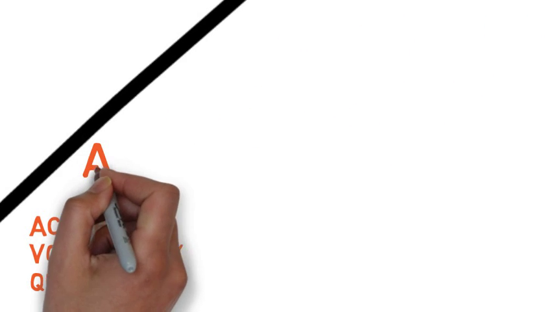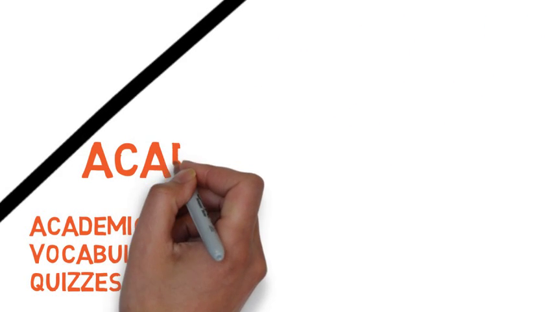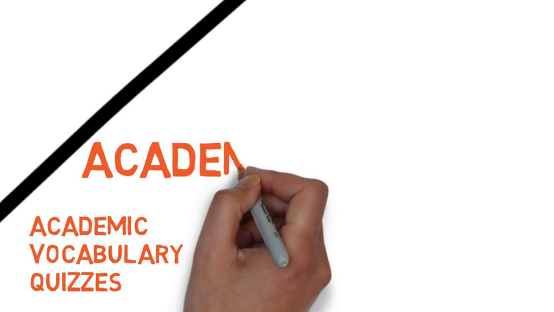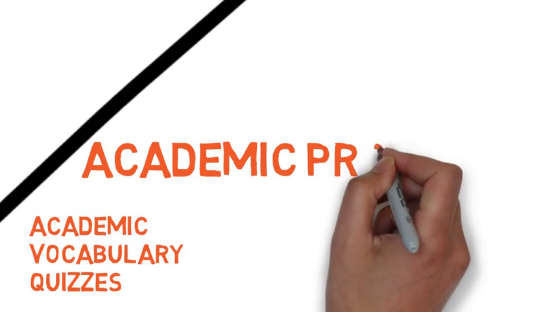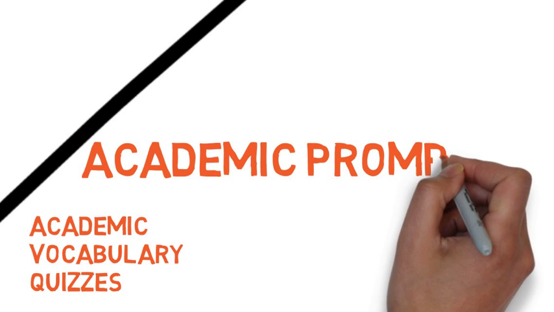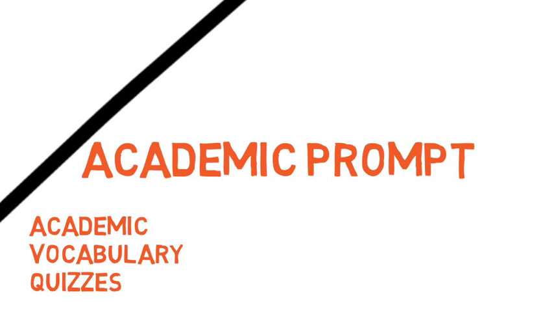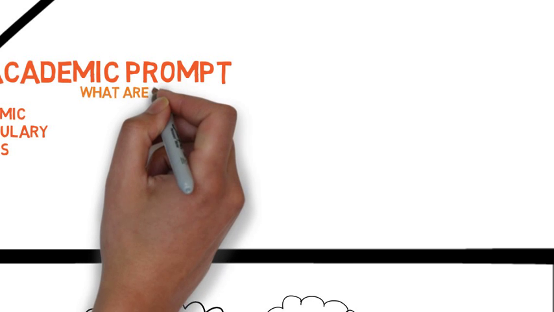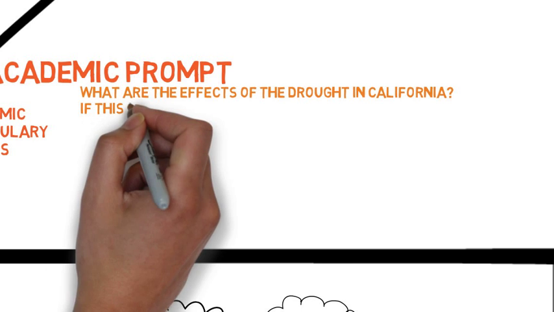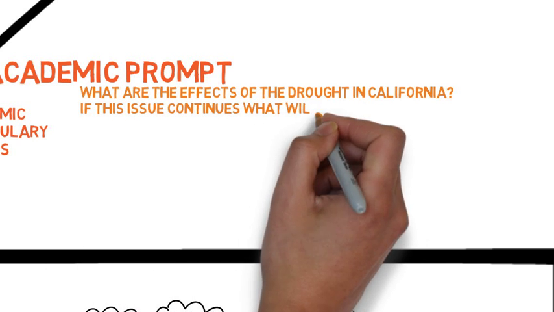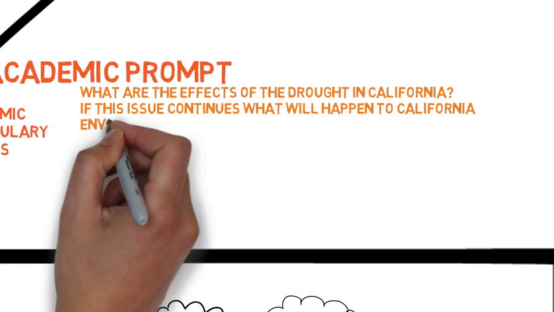Academic prompt. I will provide an academic prompt for my student to read and respond to. The open-ended question will be based on real-life situations, such as the drought. What are the effects of the drought in California? If this issue continues, what will happen to California environmentally, socially, economically?